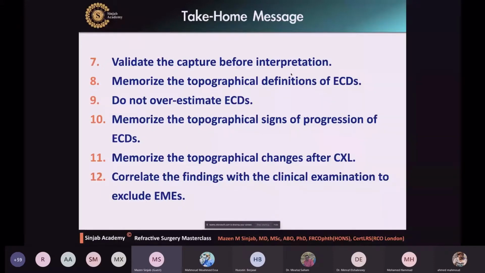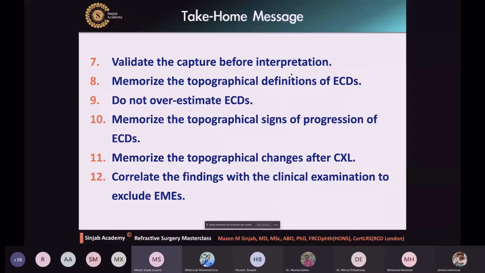Memorize the tomographical definitions of ectatic corneal diseases. Do not overestimate ectatic corneal diseases. Not every irregularity is an ectatic corneal disease, and rush to cross-linking. This is what's happening, unfortunately. Any irregularity is diagnosed as keratoconus. The patient is convinced to go for cross-linking, otherwise he will lose vision, while it is not keratoconus.